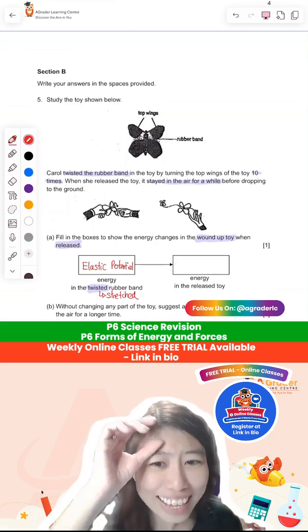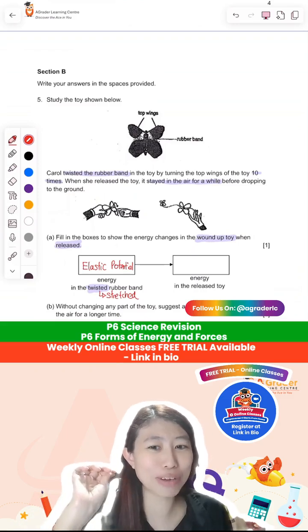Stigma is the female part of the flower, right?